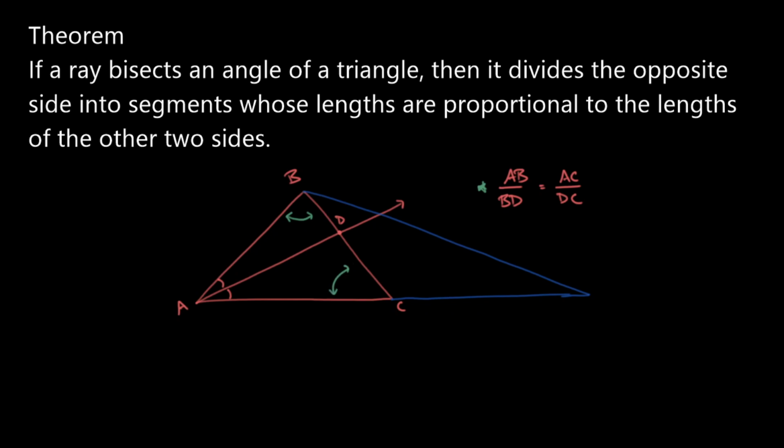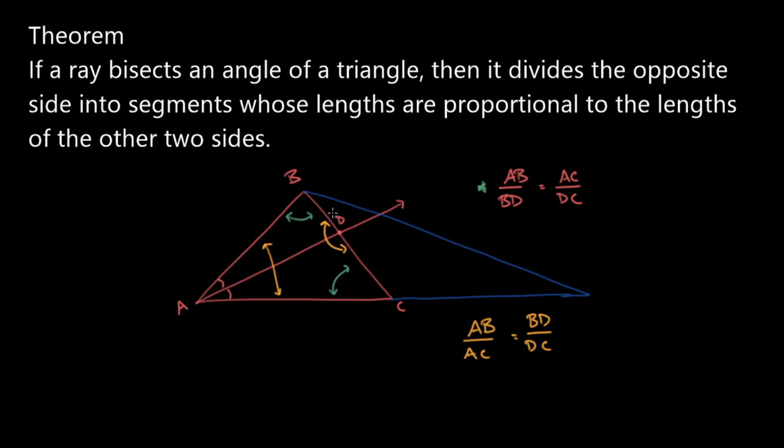But I can also say that AB is to AC, so the two sides are proportional to each other in the same way that the side that's being divided is proportional to, the two parts are proportional to each other. So BD is to DC. So these things here. Okay.